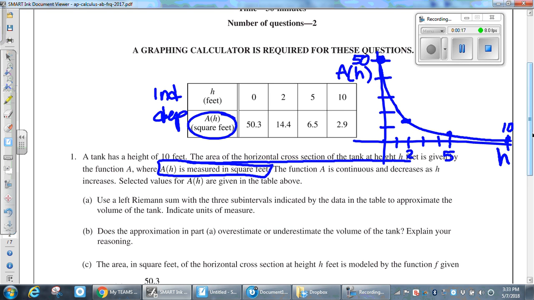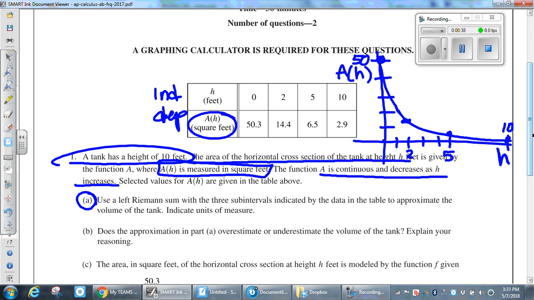H is for height of a certain tank with a height of 10. And so we know the function is decreasing. And so for the first thing here, we could also say that A is continuous and decreases as the h values increase. So for the first part, we are required to find a Riemann sum with the 3 sub-intervals indicated by the data. So we don't need to divide them into equal intervals. We're just going to take those points like that.